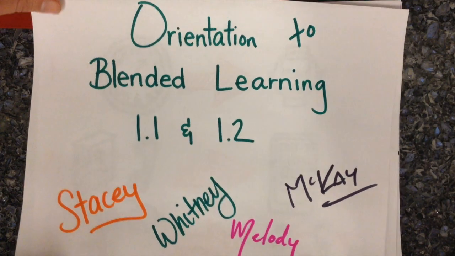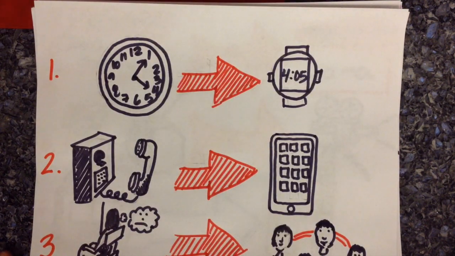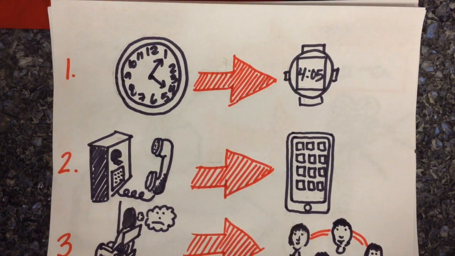Orientation to Blended Learning 1.1 and 1.2. Changing World and Changing Learners. There are 6 changes that demonstrate today's learning expectations.